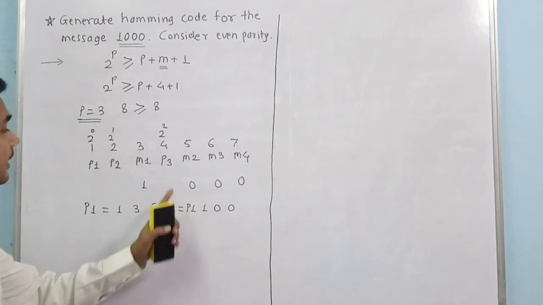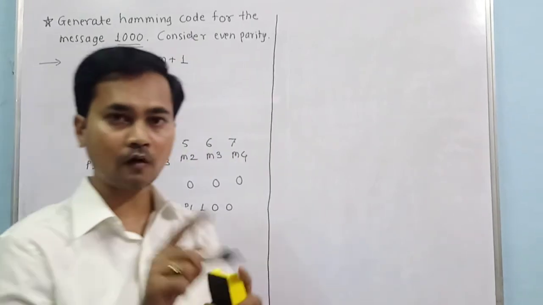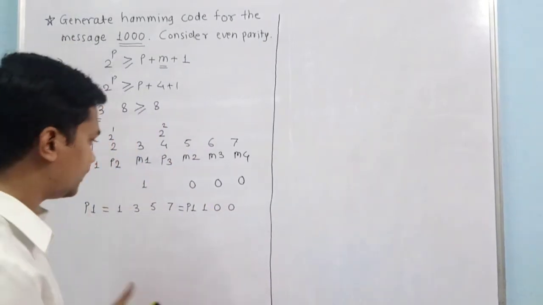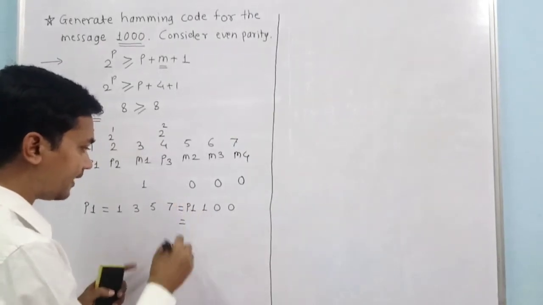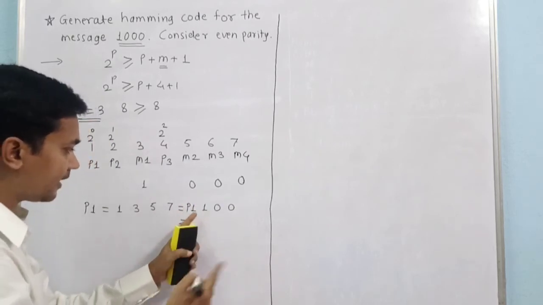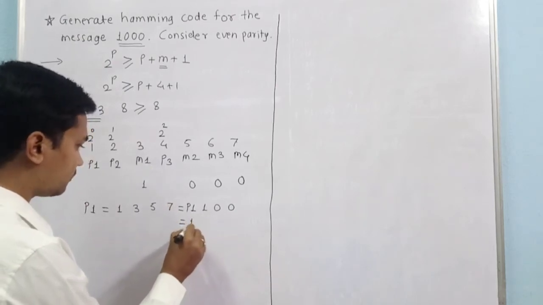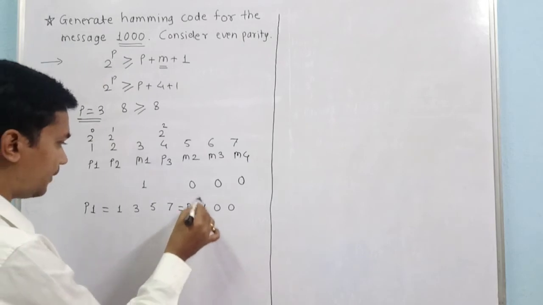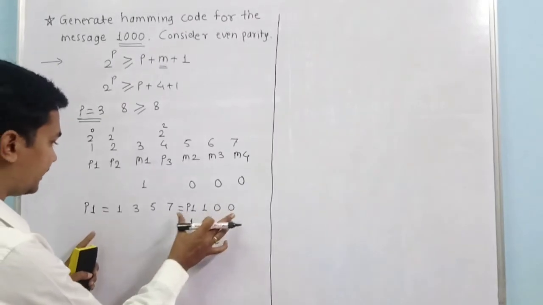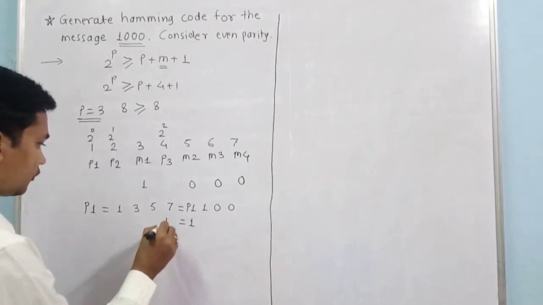In the example they have mentioned that we consider even parity. Even parity means the number of ones should be an even number, that is 0, 2, 4, 6 and so on. So this condition should be satisfied. The number of ones in this format is only 1, so to satisfy even parity the value of P1 should be 1. To make it even parity, the number of ones in these 4 bits should be even. So P1 equals 1.